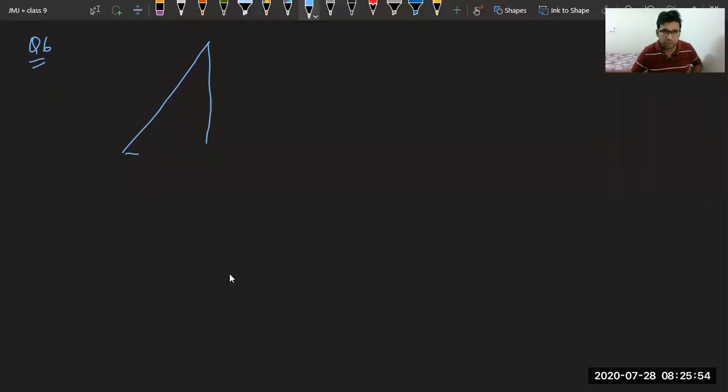So we have a triangle ABC. This is a triangle ABC. Now what they are saying, it is a isosceles triangle. That means AB equal to AC is given to us. Now side BA is produced. Side BA is produced to point D such that AD is equal to AB. So given to us, first thing, AB is equal to AC and AD is equal to AB.